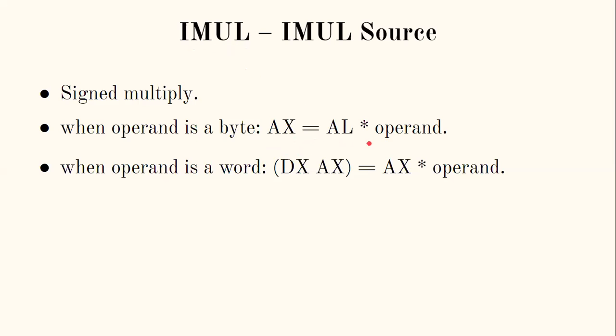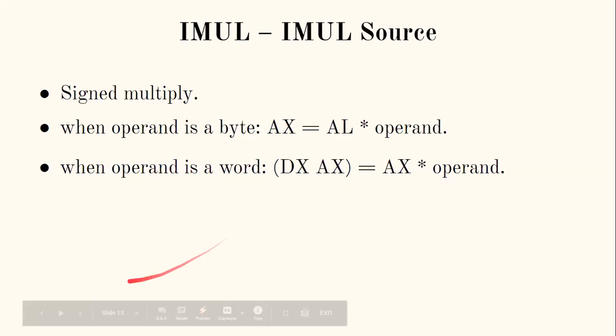And the remaining things are the same. For the multiplication of 8-bit signed numbers, one of the operands is in AL, the other is specified in the instruction. They both are multiplied, and the 16-bit result is stored in AX. Similarly, for the multiplication of two 16-bit numbers, one operand is in the AX register, the other operand is specified in the instruction. The 32-bit result obtained will be stored in the format of the lower 16 bits in the AX register and the upper 16 bits in the DX register.